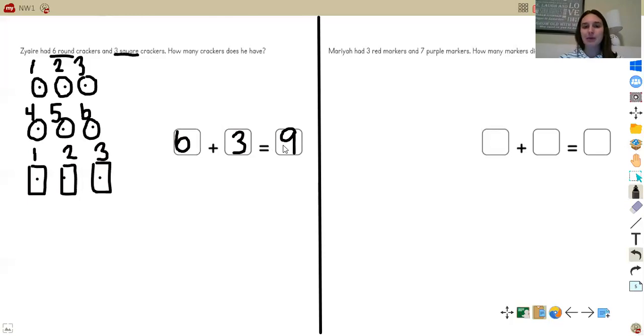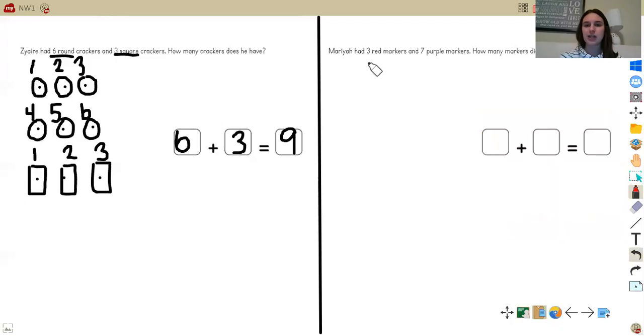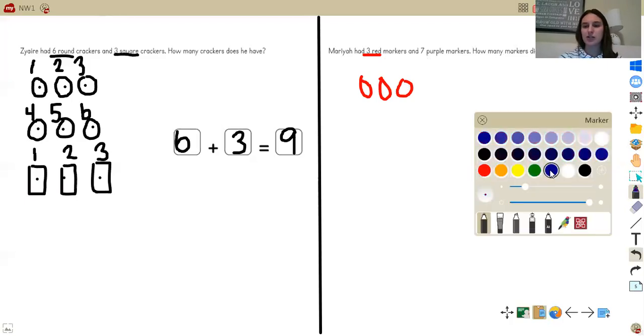So the next problem says Mariah had 3 red markers and 7 purple markers. How many markers did she have all together? So I'm going to draw a picture to represent that problem. So it says she had 3 red markers. I'm going to just draw circles to represent my red markers. 1, 2, and 3.